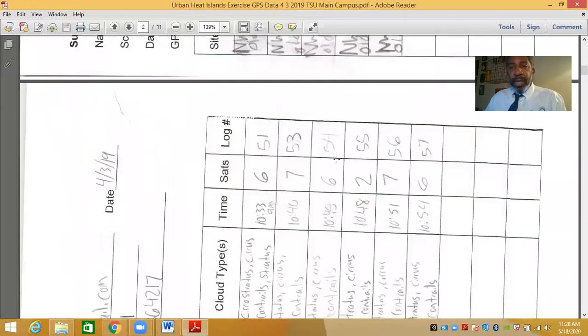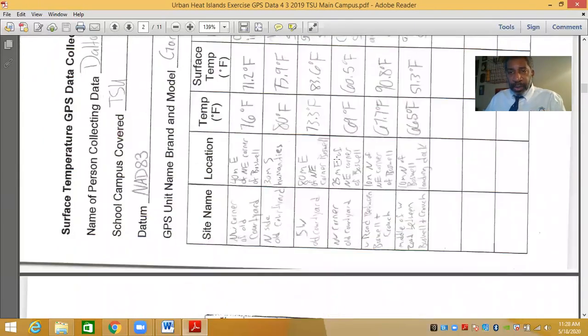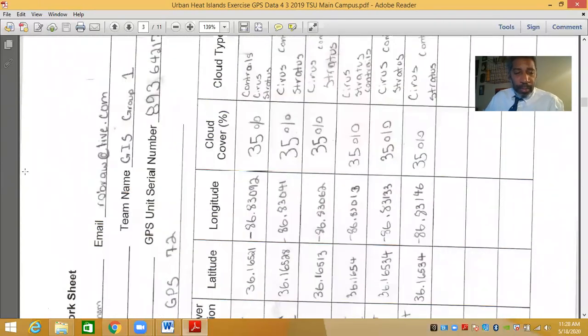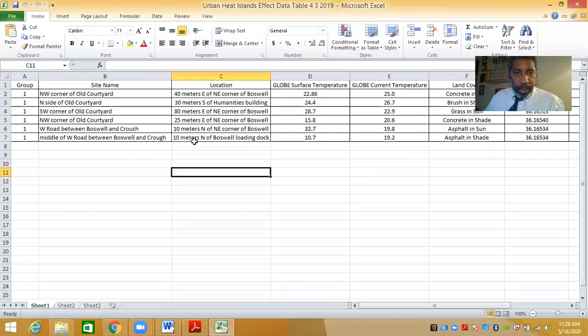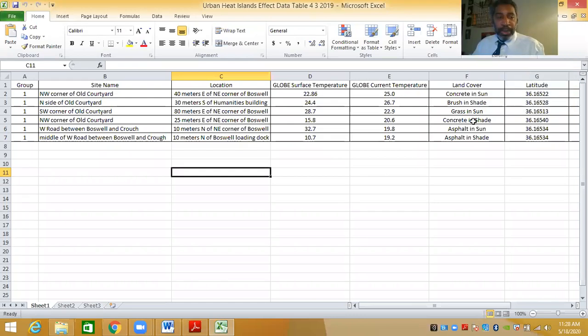So we would have transferred data from these sheets onto an Excel spreadsheet. And so here is the Excel spreadsheet, the data pulled into it. And let me just go through this spreadsheet just to show you exactly how the exercise would have proceeded. So here we have a group from last April. We went outside near the old courtyard.